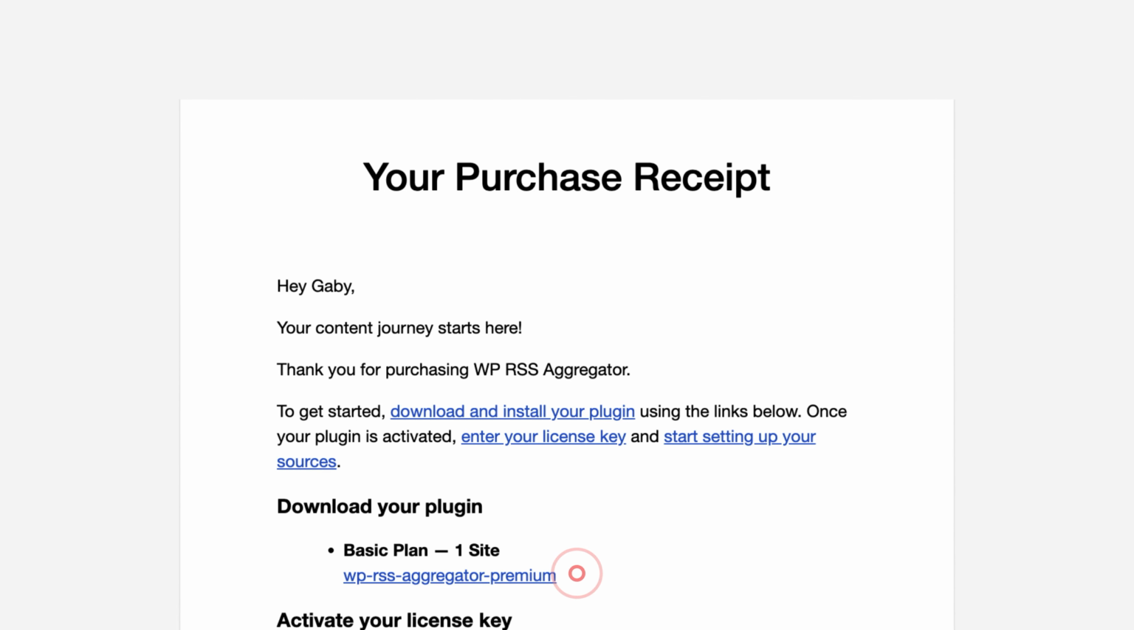After purchasing an Aggregator Premium plan, you'll be directed to a purchase receipt page to download the plugin immediately. You will also receive an email with a download link and access to your personal Aggregator account, where all your information is centralized.